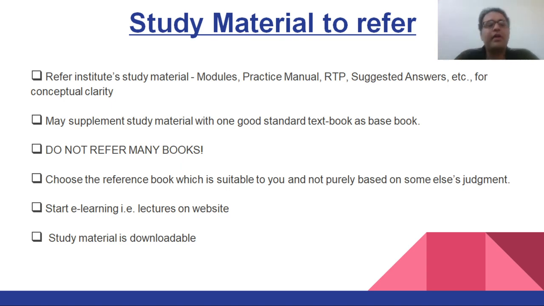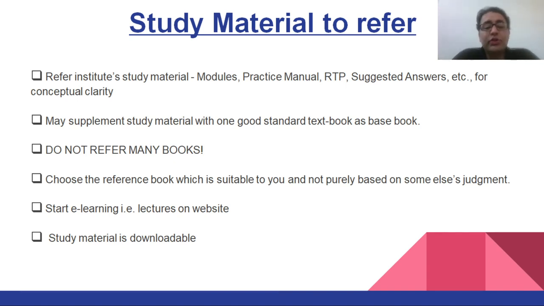Do not refer many books, as you will get confused, as different authors have different ways of putting across things and solving problems. So when you go to buy a book, please glance through all the books, and whichever book or author suits you, please pick up one maximum book in addition to your study material, practice manual, RTP, suggested answers given by the Institute of Chartered Accountants of India. Like I said, do not refer too many books. Firstly, you will not even have the time to refer so many books when you prepare for your CA, and too many books are just going to confuse you and you will get lost in the process.